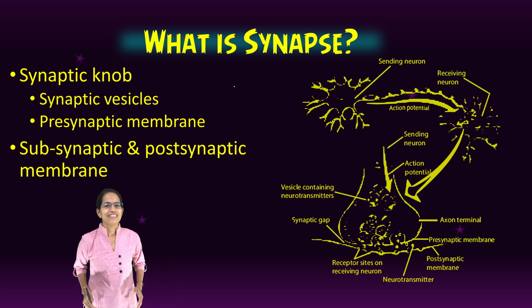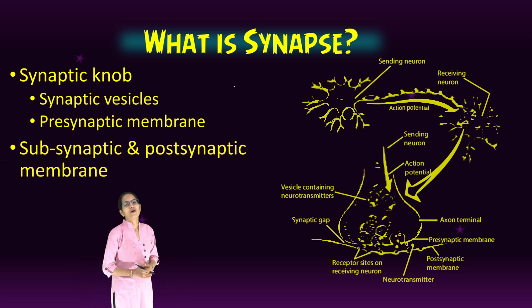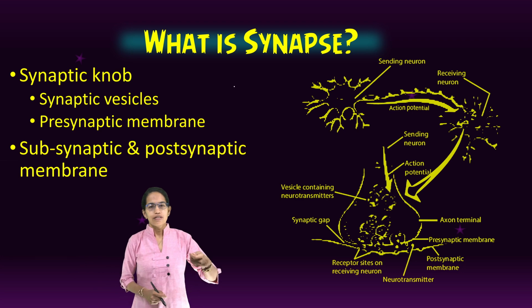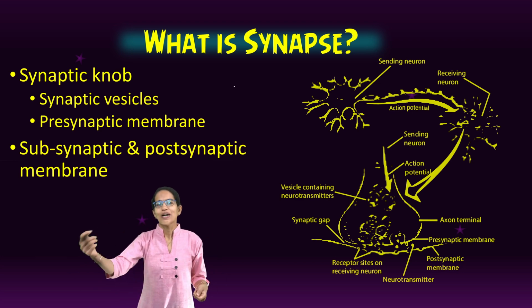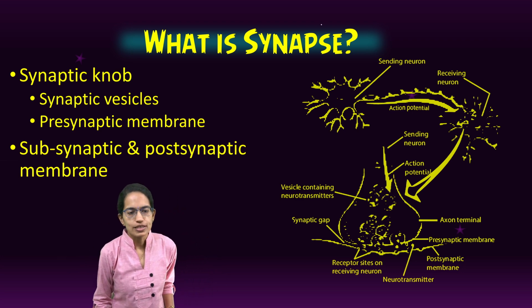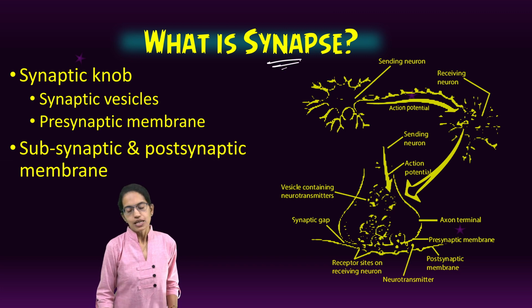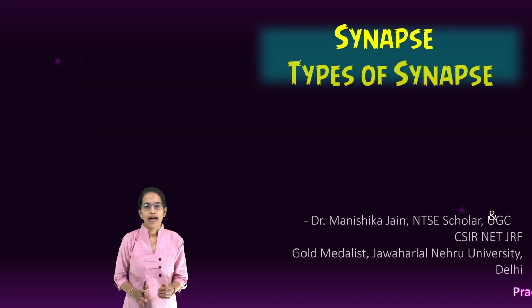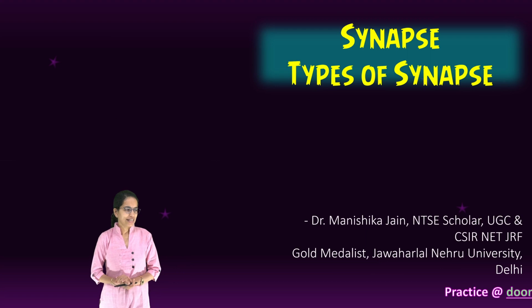A relay race you might have played when you were young. What is it? You hand over the rod from one person to another. The same happens with synapse. So what is synapse and the various types of synapse are the topics that we would understand in today's lecture.